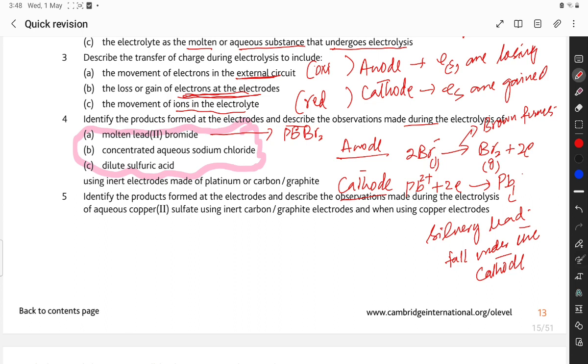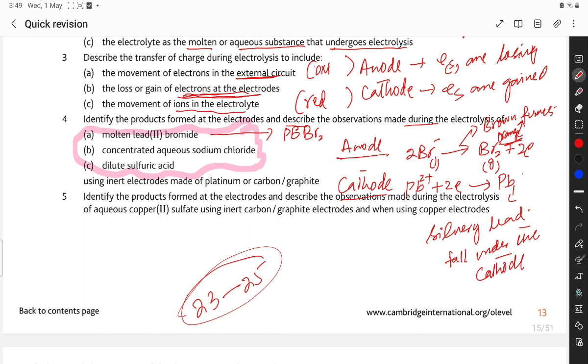Now in this mark scheme 23 to 25, your syllabus is 23 till 25, and in these papers he asked you to write down orange instead of brown. So write down orange fumes. Brown fumes are also acceptable, but try to write down orange fumes. This is new addition of the syllabus. He writes down the color of this gas is orange.